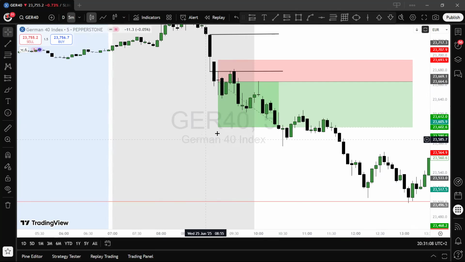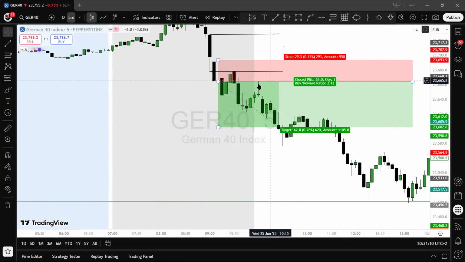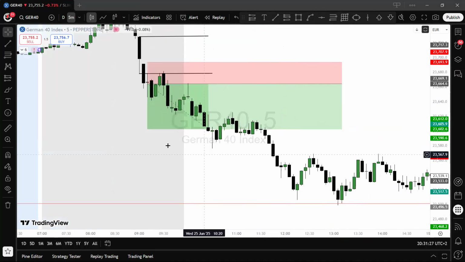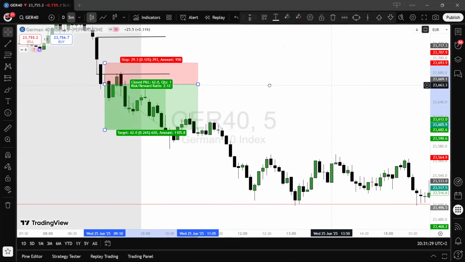But if you've got other criteria showing you that you can hold, you can always leave a runner and see if price will hit your TP. So again, we are holding to full stop loss or full TP. So this would have come back to the entry area and then still pushed all the way to the TP. So we've got 9 wins, 8 losses.